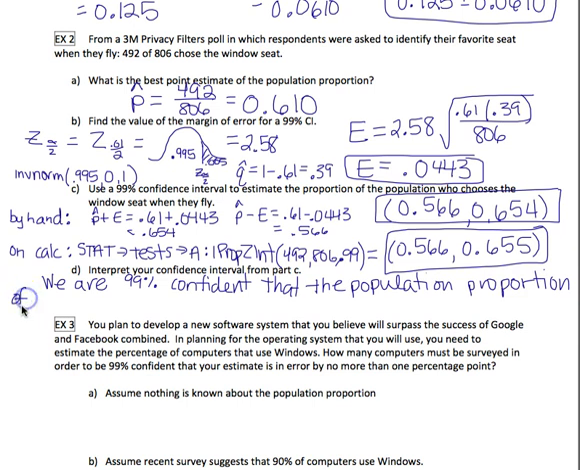And then you describe proportion of what? What are we talking about here? So in this case, we're talking about people who prefer the window seat.